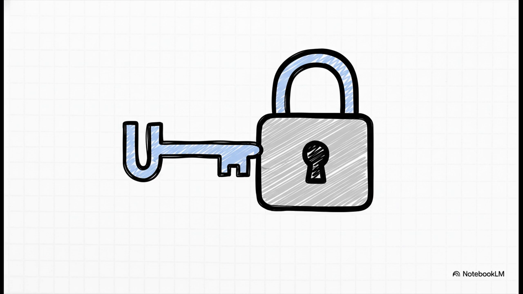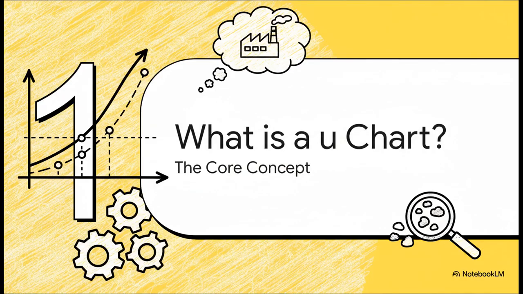So, for this very specific problem, guess what? There's an equally specific and frankly powerful solution, and it's called the U-chart. This thing is literally engineered to handle variability. And by the time we're done here, you're not just going to get it, you'll know exactly how to put it to work. Okay, let's get into it.